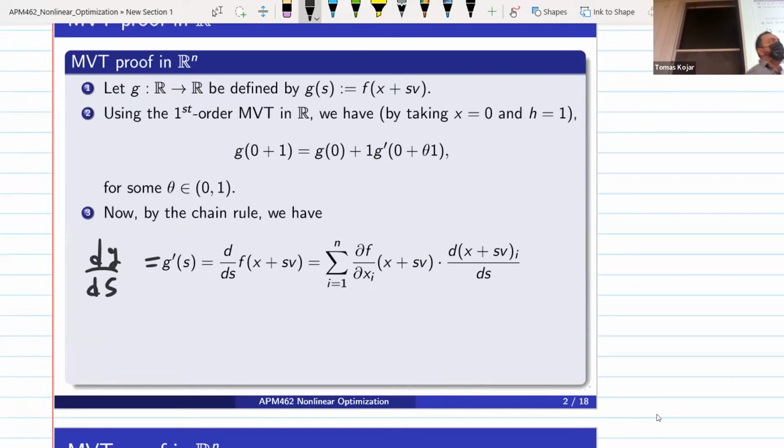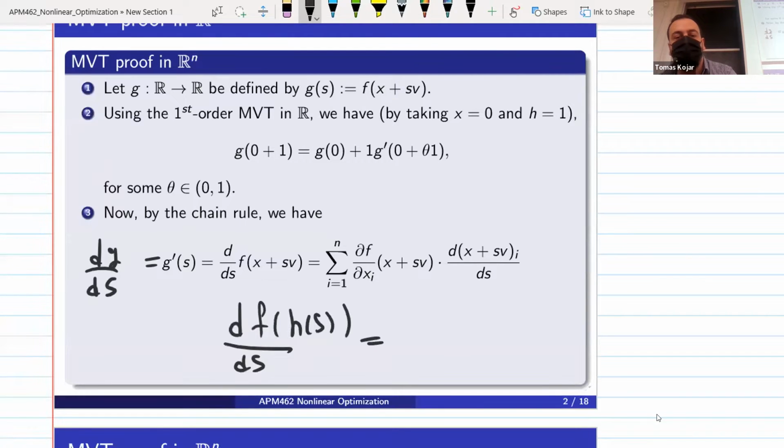Let me remind you the formula for the chain rule in Rn. So when you have f of g of, let me use a different notation, let's say h of s, like this. Then this is the, I was going to say it.